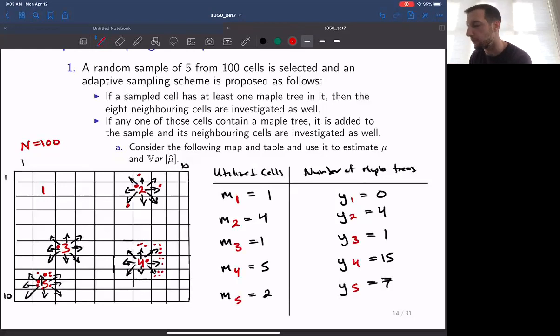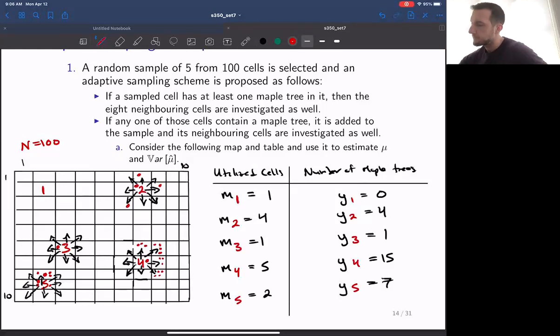You'd only be able to move to 4. But assuming that you're not in one of the corners, you then move to the 8 neighboring cells and count the number of maple trees that are in those cells. So the adaptive aspect is that potential move from the cell that you started with to the neighboring cell, which only occurs if you find at least one maple tree in the original cell.